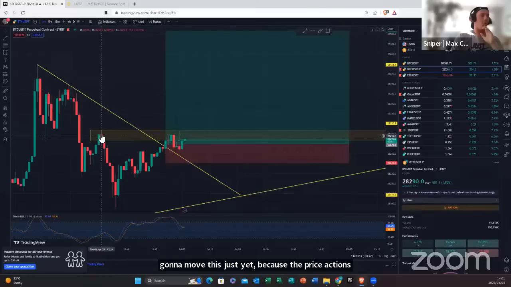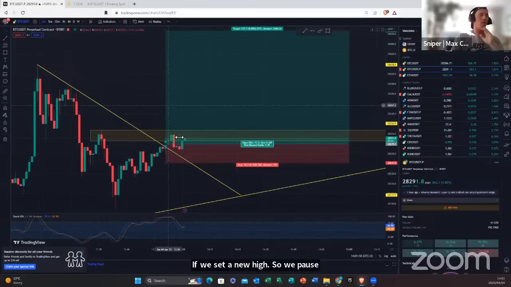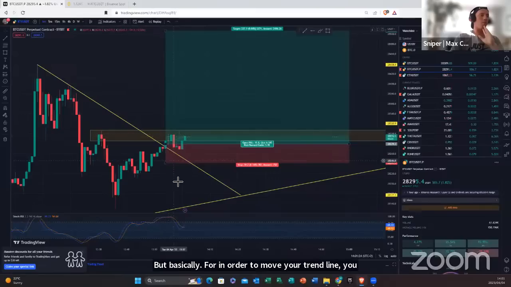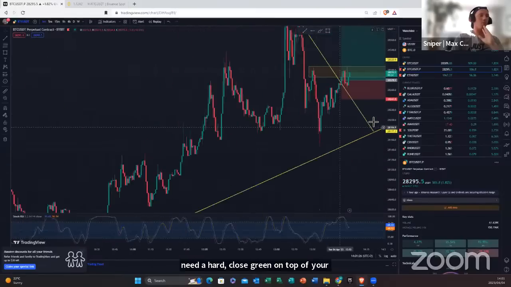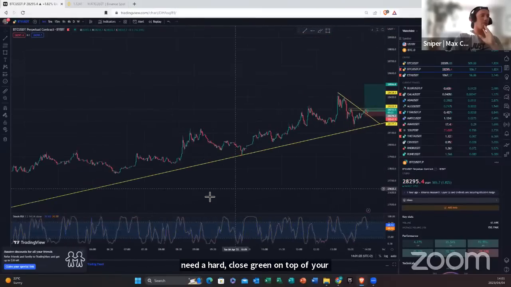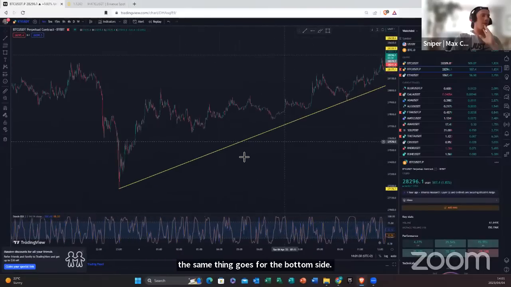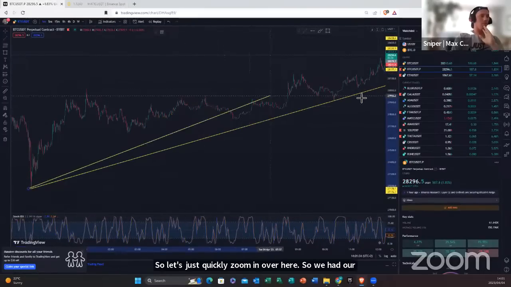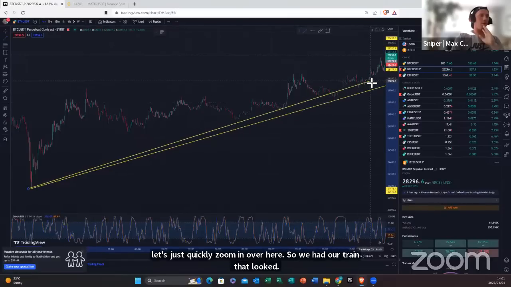If we set a new high, so we pass this or pass this low over here, then I'll show you what we'll do. But basically, in order to move your trend line, you need a hard close green on top of your candles, and the same thing goes for the bottom side. So let's just quickly zoom in over here. So we had our trend that looked something like this at one point, right?